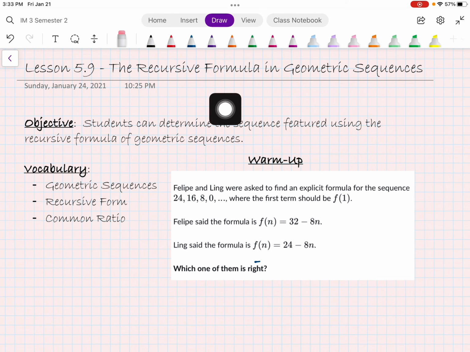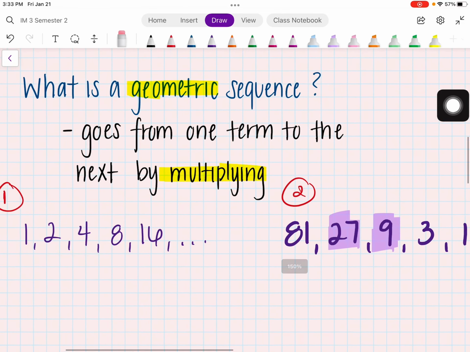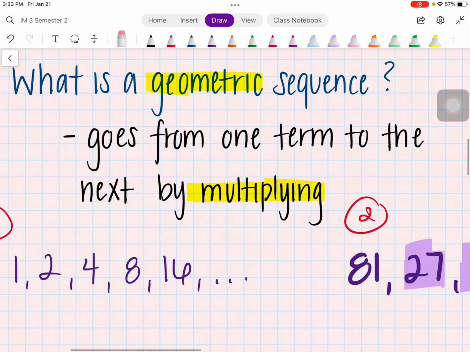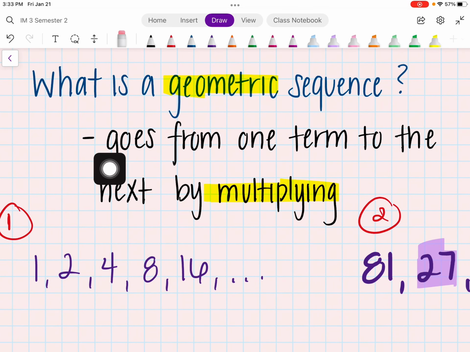All right, you guys, let's go ahead and get started here with lesson 5.9. This is the recursive formula and geometric sequences. So we have seen recursive formula, but we've seen this in arithmetic, so we are now focused on geometric. So let's go ahead and get started here, guys, with what a geometric sequence is.